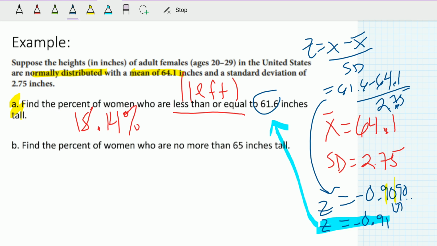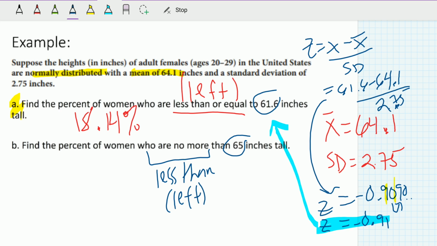So that means I need to do it all over again, because this one is saying who are no more. So this is just a fancy way of saying who are less than, right? No more than 65 inches. So less than 65. Okay, so if that's one of my biggest hints, I would say, look at the words that they gave you and come up with something that makes more sense to you, and then after that, is it the left or the right, right?